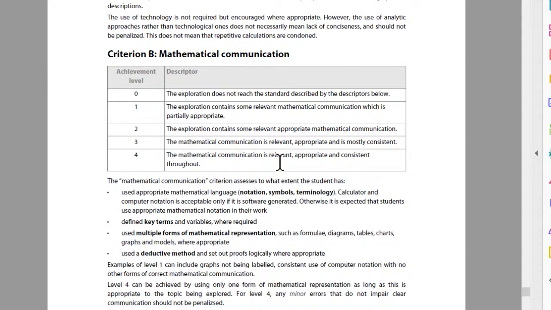So overall, it definitely defines key terms and uses multiple forms of mathematical representation. This is true. Deductive method, okay, that's good. Is it consistent? I would say it's definitely mostly consistent throughout. Probably 4. Maybe being too generous here.